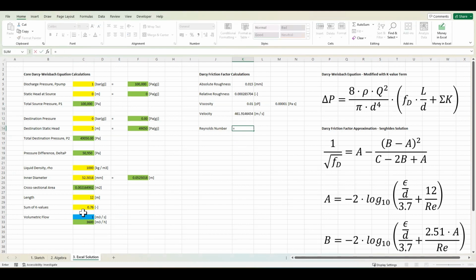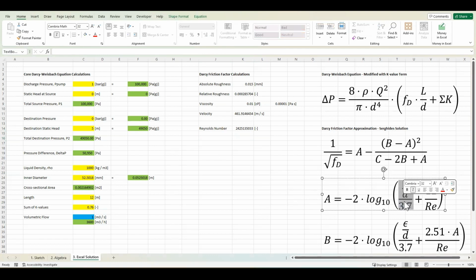So for Reynolds number, we need the density multiplied by the velocity multiplied by the inner diameter, and then we need to divide by the viscosity. And that gives us our dimensionless Reynolds number. Now, another thing I'm going to do here, just to make life a little bit easier, is I'm actually going to define a few terms.